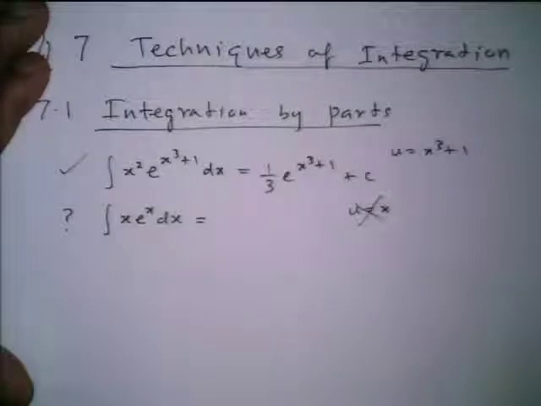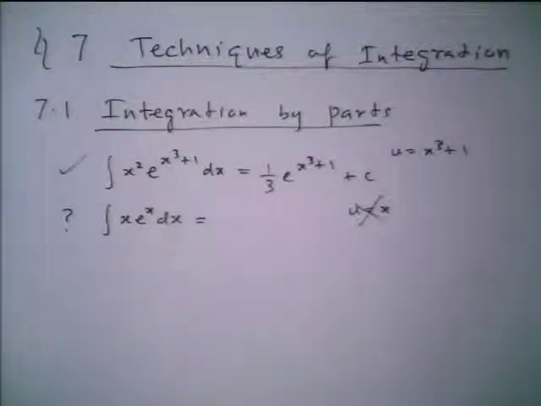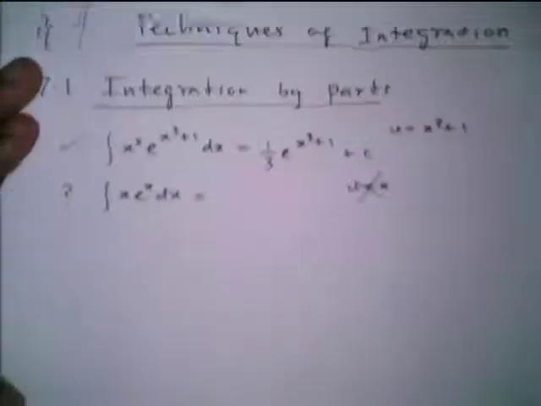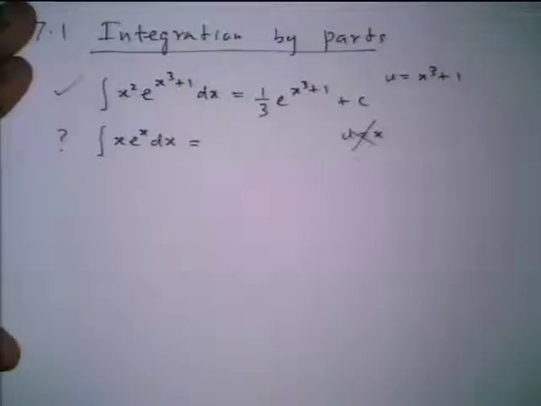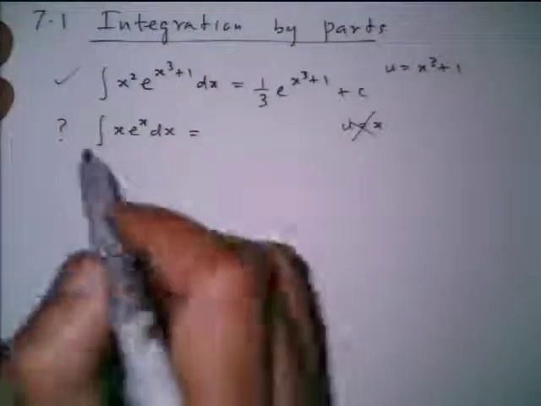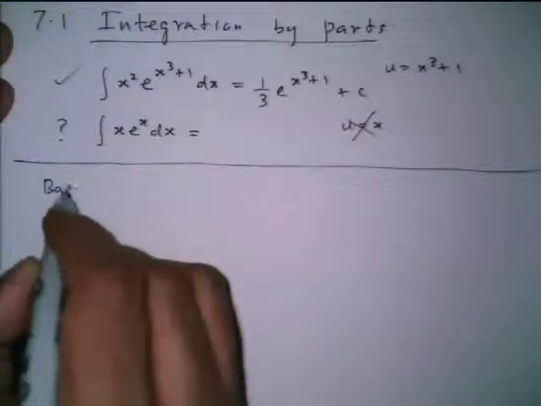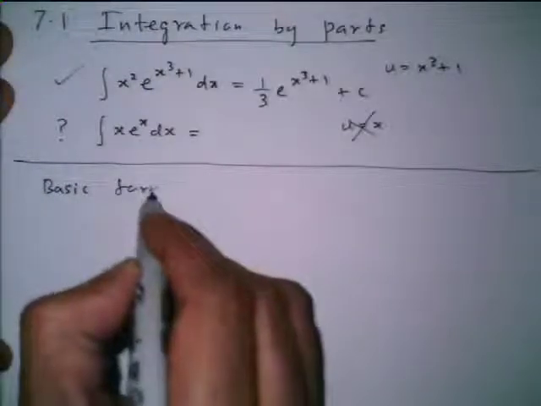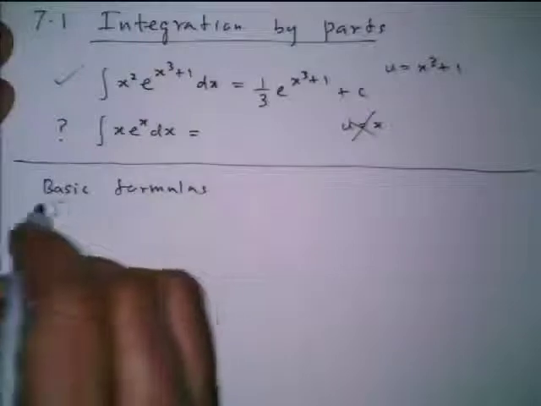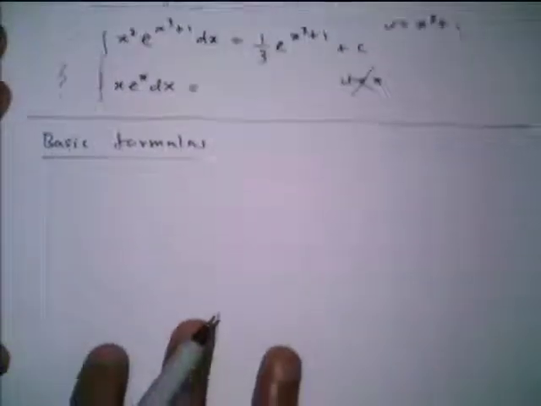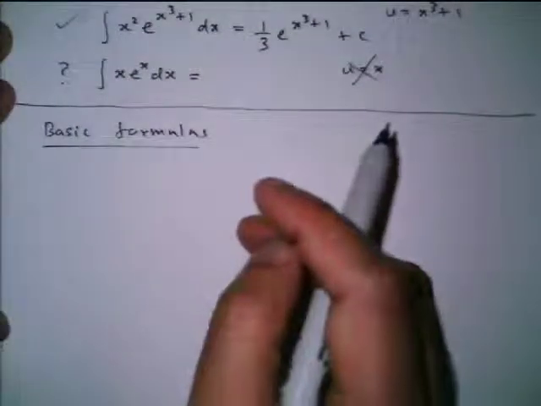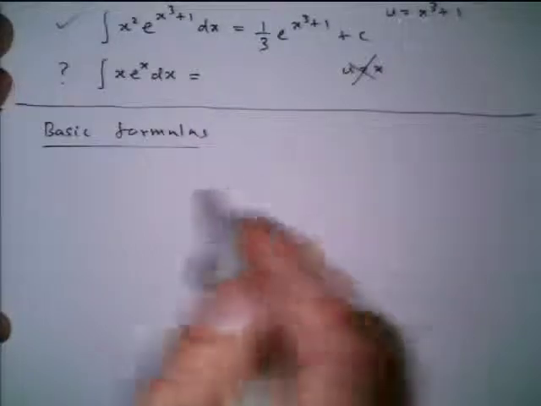The new method is what we call integration by parts. Before we go to integration by parts, let's try to summarize the basic rules that we already have. Okay, so what are they? Let's write the basic formulas. There are 8 formulas. Let's write all of them.